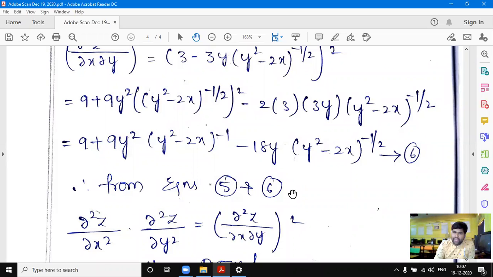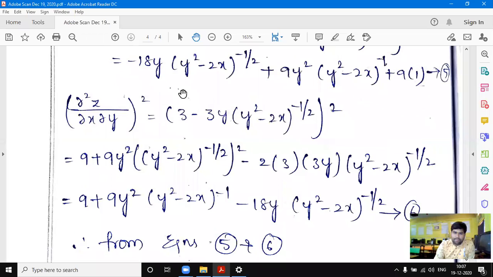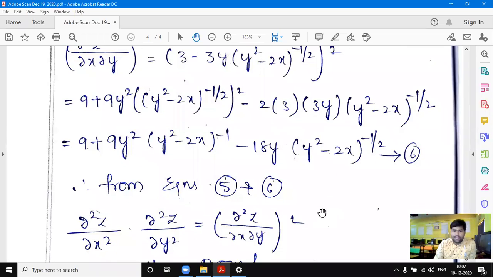From equation number 5 and 6, what is 5? This one: −18y (y² − 2x)^(−1/2) plus 9y² (y² − 2x)^(−1) plus 9. So equation number 5 and 6 are the same. So the RHS are equal, so we can equate the LHS.